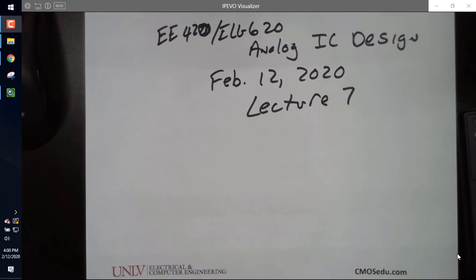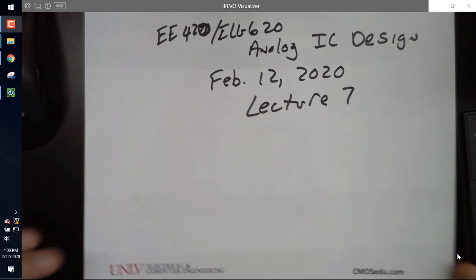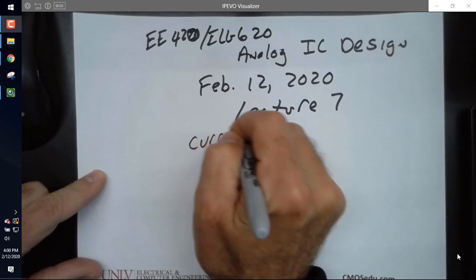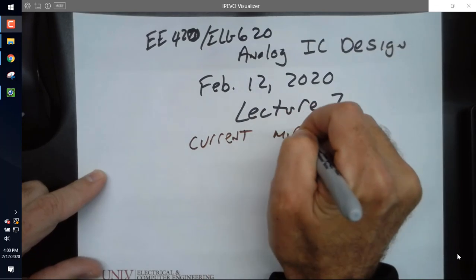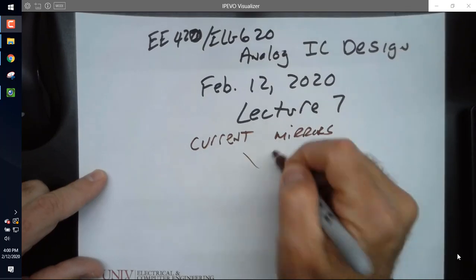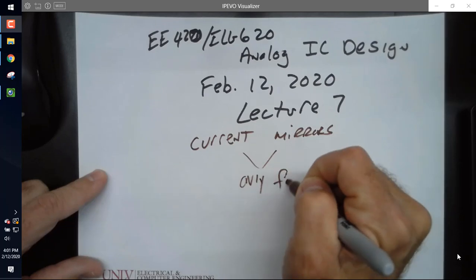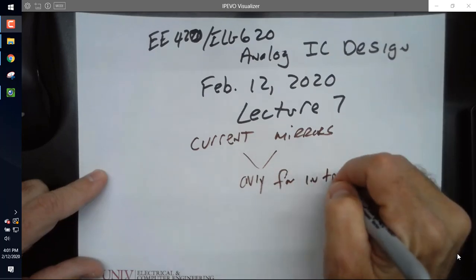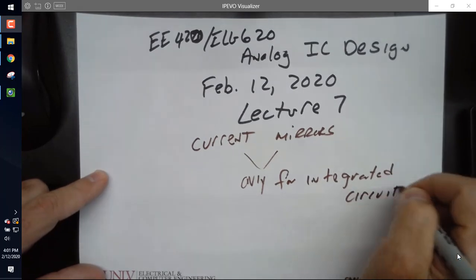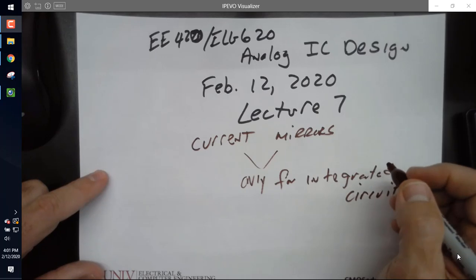And before I get into that, so current mirrors, you can't generally take two transistors. Like if you go up to the lab, they only work for integrated circuits. So if you take just two transistors out of the lab and you try to make a current mirror, it generally won't work.